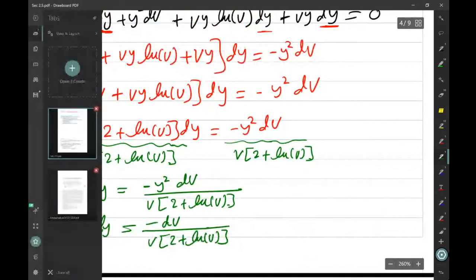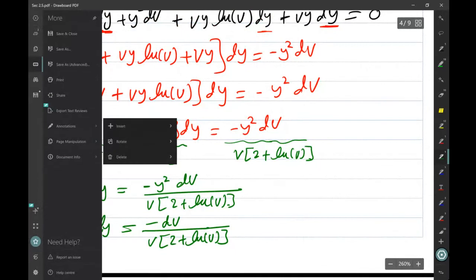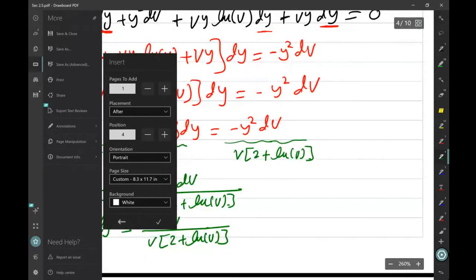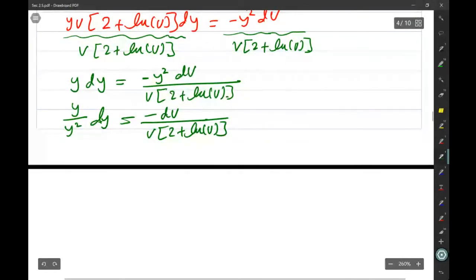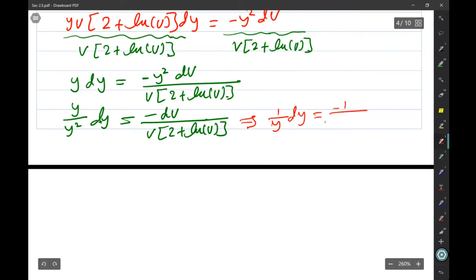I need another 2 pages for the integral here. Now we want to continue. So this one here becomes 1 by y dy is equal to minus 1 by v. Let us separate it directly. It's equal to minus 1 by v times 1 by 2 plus ln LV, all of them multiplied by dv.